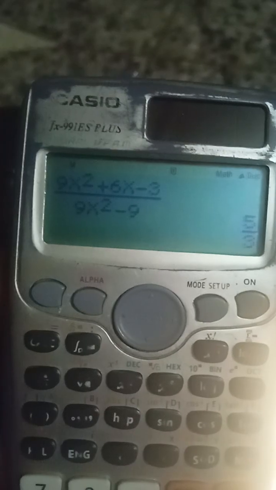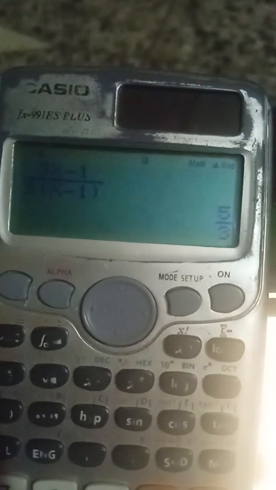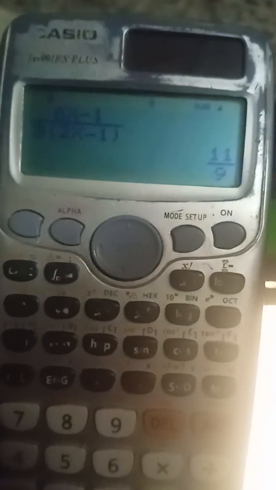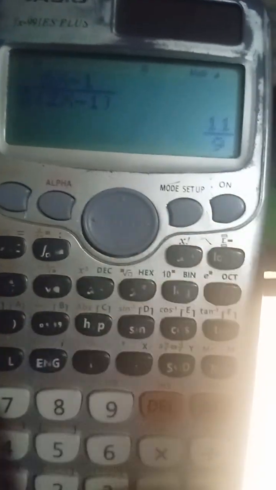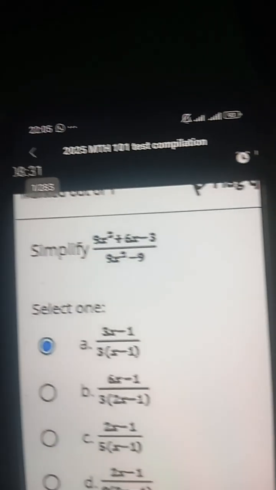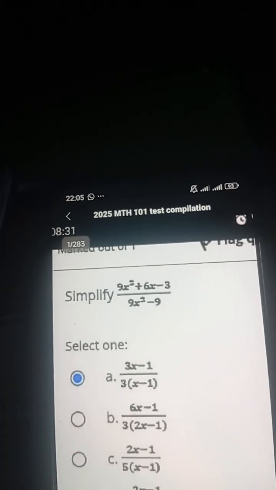So when I put x as 2, you see that this particular one gave me, I don't know if you can see it, but let me just check, it was giving me 5 over 3. You keep on pressing equals, you see that the 3x minus 1 over 3 into bracket x minus 1 was giving me 5 over 3. The other one was not giving me 5 over 3. So what can you deduce? You can deduce that option A is correct. Take note, whenever you are given an expression like this, an expression is anything that does not have an equation.